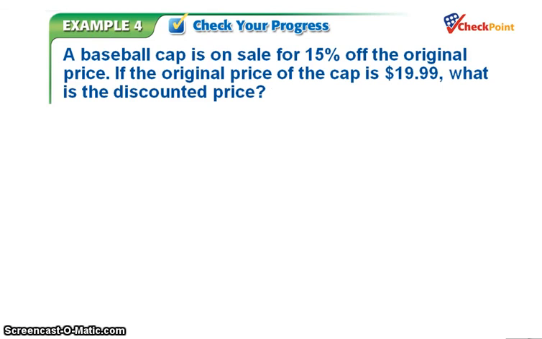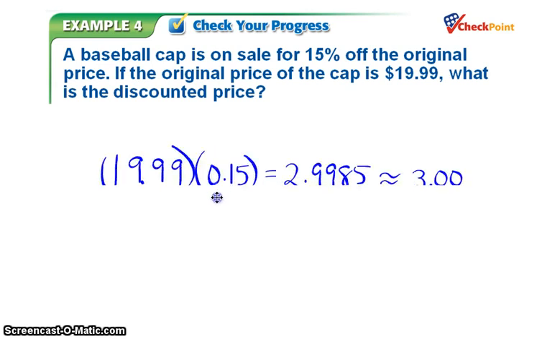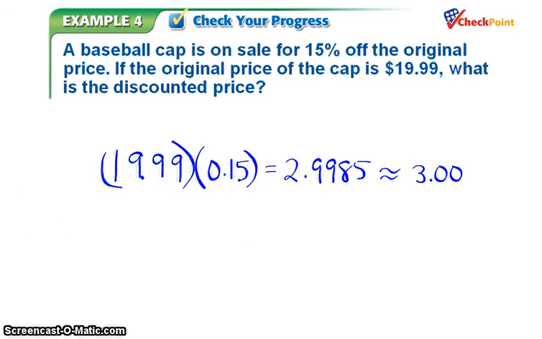All right, try example 4 here. Go ahead and pause the video. Okay, a baseball cap is on sale for 15% off the original price. If the original price of the cap is $19.99, what's the discounted price? Okay, so the first thing we have to do is find the amount that's going to be taken off. So to do that, we need to take $19.99 times 0.15, which is your 15%. Here's what you get, but we need to round to the nearest cent, and that 8 right there is going to tell that 9 to move up. So actually you're getting approximately $3 off. So that's what we're going to use, $3.